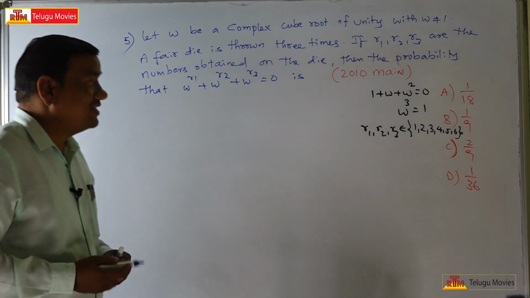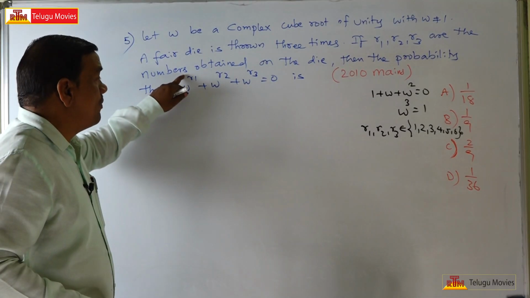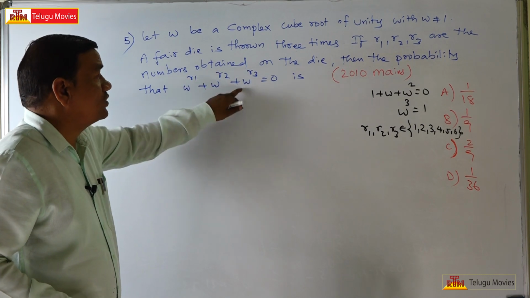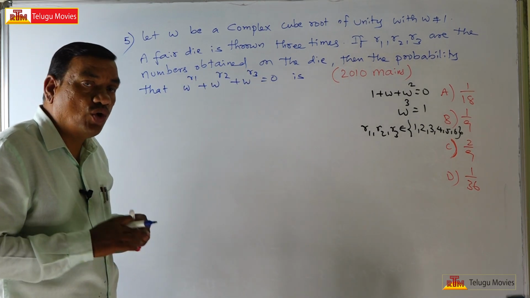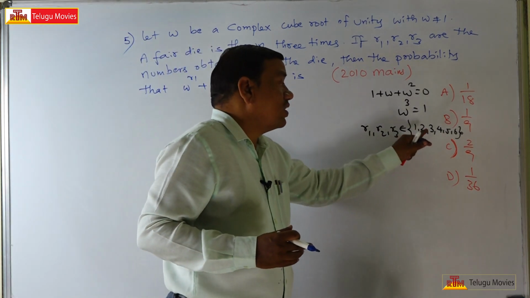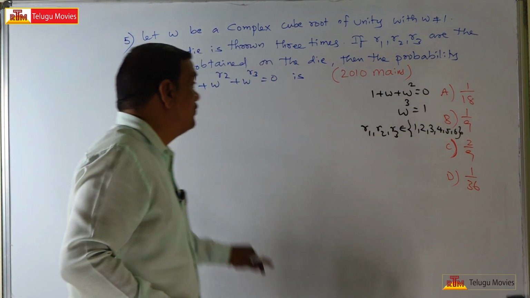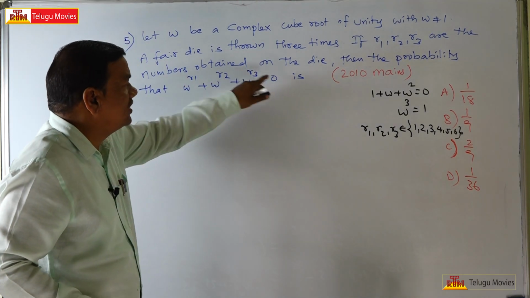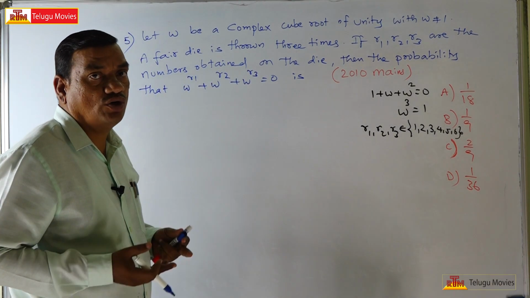Such that omega power R1 plus omega power R2 plus omega power R3 is equal to 0. What numbers do we have to take from 1, 2, 3, 4, 5, 6 such that if you substitute R1, R2, R3 here, the sum should be equal to 0? This is asking for the probability.